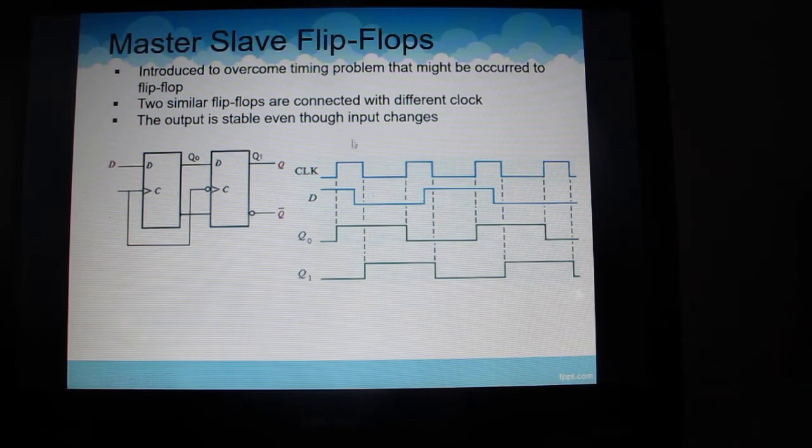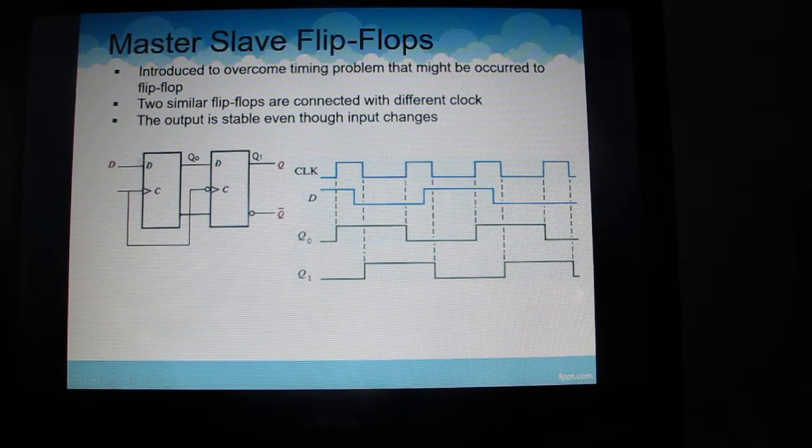Okay, next we go to the master slave flip-flops. So the master slave flip-flop is introduced to overcome the timing problem that might occur in flip-flops. This means we have two similar flip-flops connected with different clocks. For example, we have D flip-flops: one flip-flop and another flip-flop, but with different clocks.